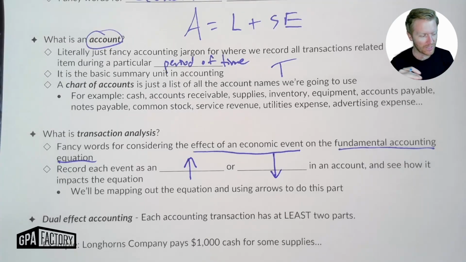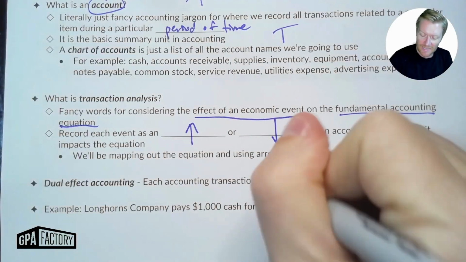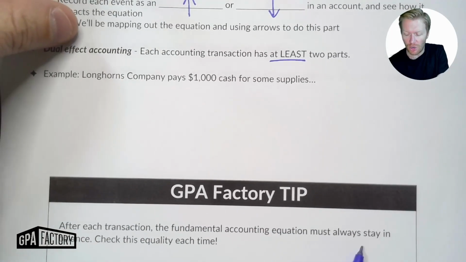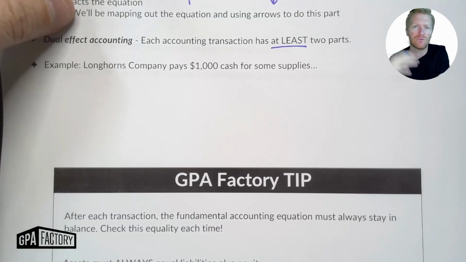But here is very important: dual effect accounting. Sometimes you'll hear it called double entry accounting, but that sounds, I think, a little too risque. When you say double entry accounting, that seems like something you wouldn't want to search on the internet. But dual effect accounting: each accounting transaction has at least two parts. The reason for that is our fundamental accounting equation must remain in balance every single time that we do one of these transaction analyses. After each transaction, the equation must always stay in balance. We're going to check this equality each time that we do our transaction analysis with the arrows.